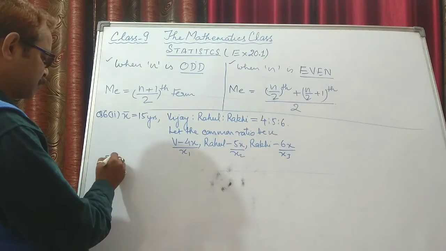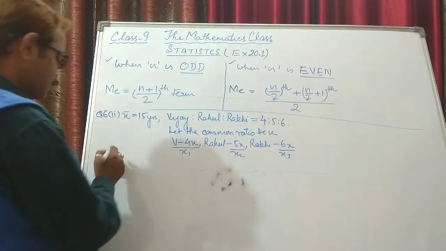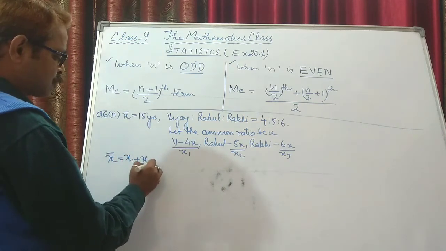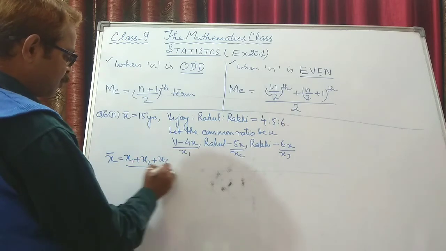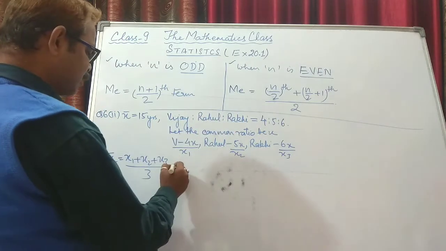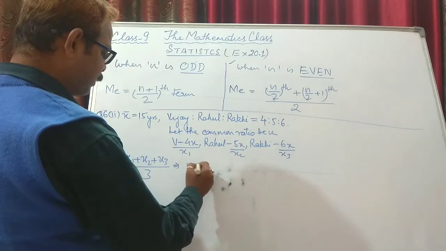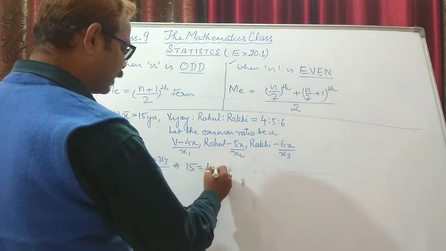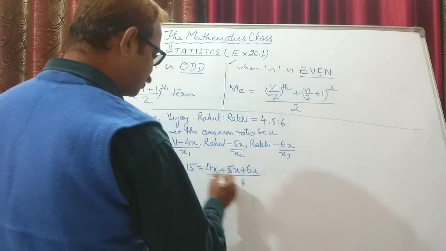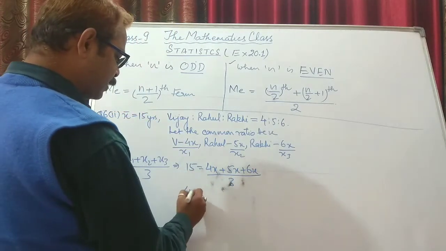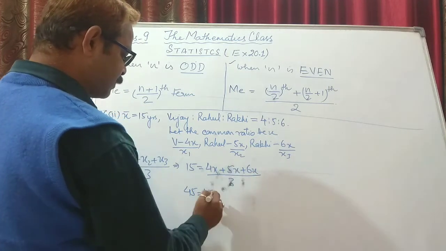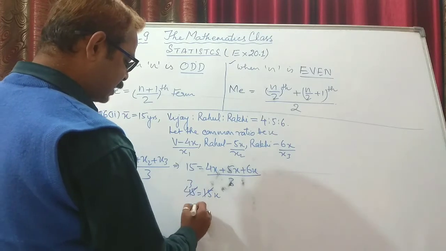Now we know the mean of 3, because there are only 3 observations. So mean or x bar is x1 plus x2 plus x3 upon the total number of observations, and the total number of observations is 3. It is given that 15 is the average. So 15 is equal to 4x plus 5x plus 6x upon 3. Cross multiplication, 45 is equal to 15x. 6 and 4 is 10 and 5 is 15. So 15 3s are 45. X is equal to 3.